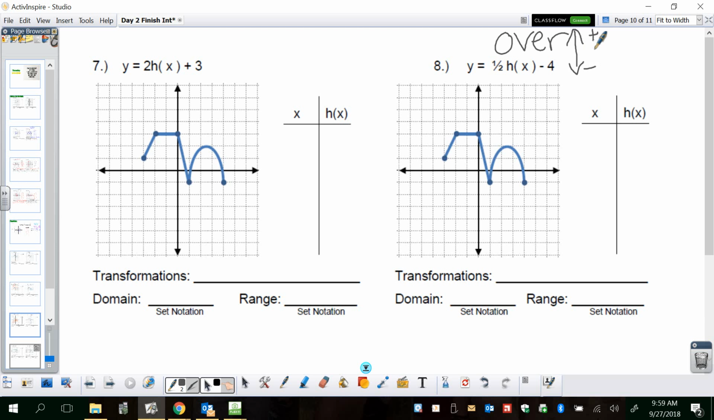So what does that 1/2 mean? Vertical compressed. Okay? So I'm going to vertically compress by 1/2. And do what? What's my other change? Going down 4. So what change do you think we're going to do first? The vertical compression. Okay?